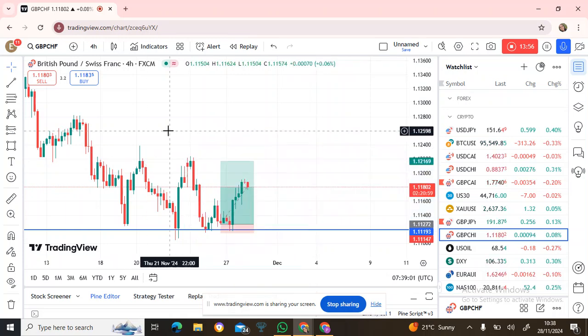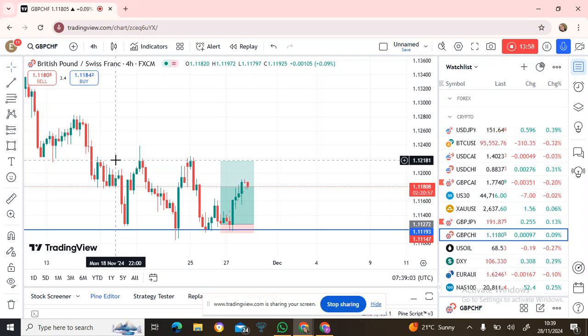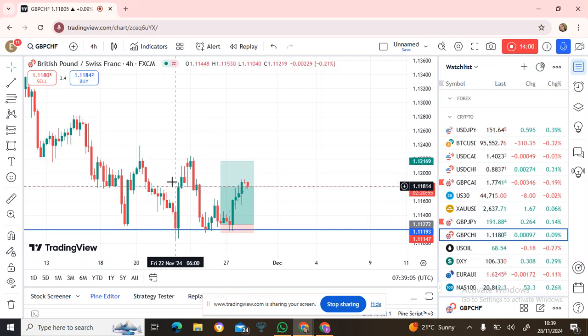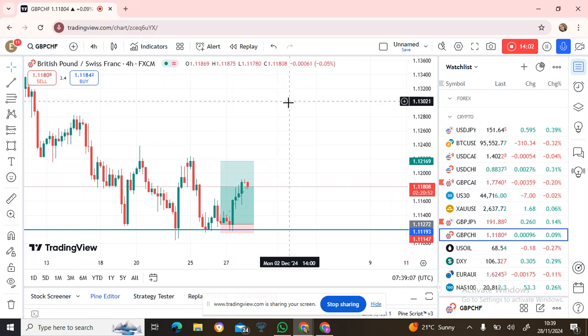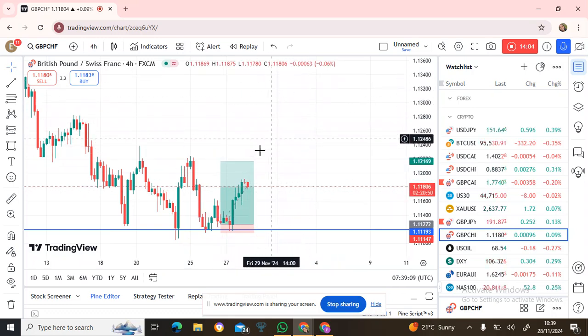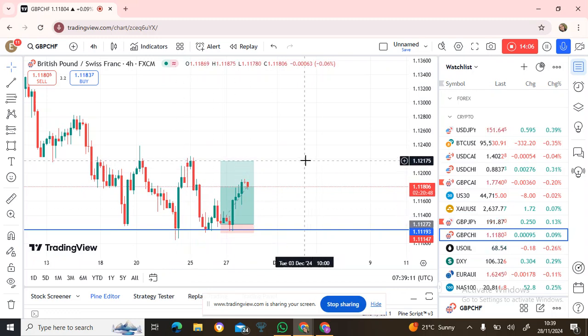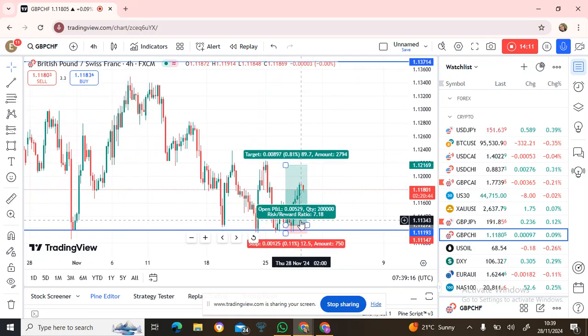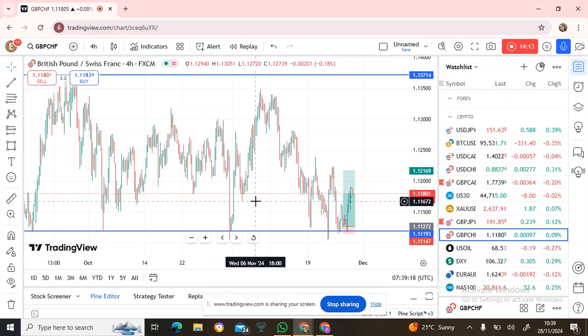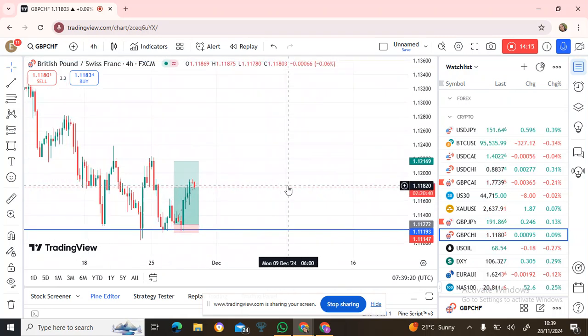Then let's wait for how the market will react around this zone. If it breaks this zone, then we'll proceed with buying. But if it holds, the market will still come back down to break this demand zone. So for GBP CHF, for now, let's be patient. No trades on GBP CHF for day traders.